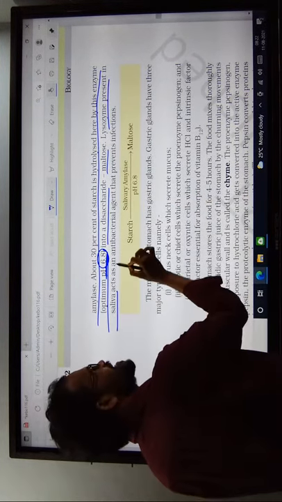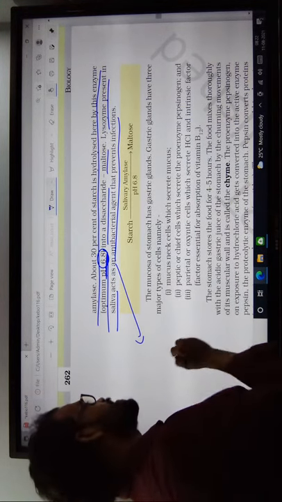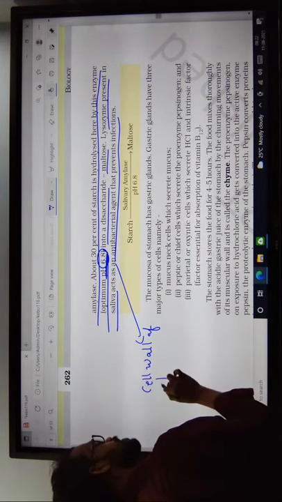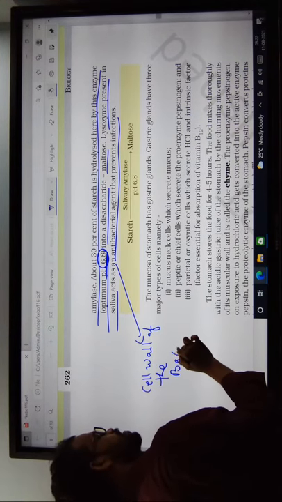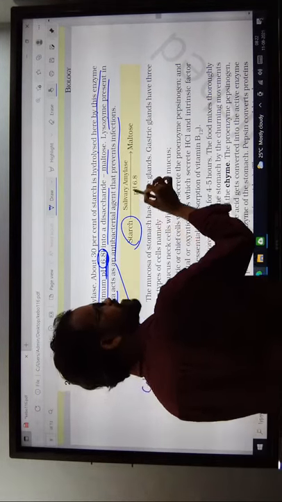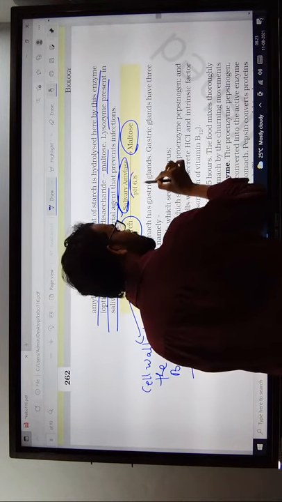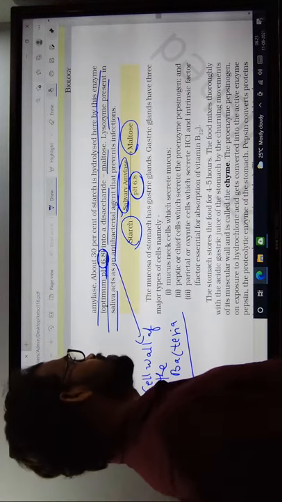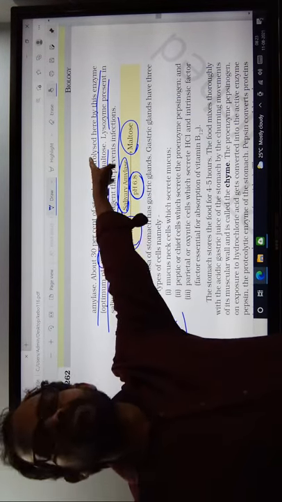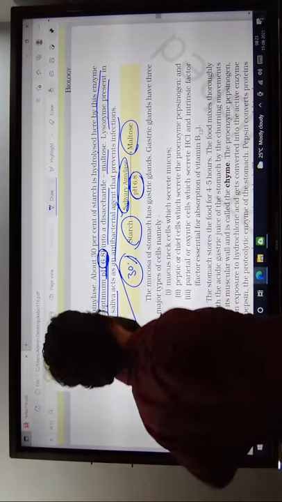Lysozyme present in the saliva acts as an antibacterial agent. It destroys the cell wall of the bacteria by rupturing it. The starch is converted into maltose with the help of the enzyme known as salivary amylase. What is the pH? 6.8. Here 30% of the starch is hydrolyzed with the help of salivary amylase enzyme.